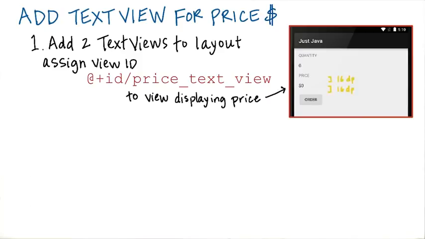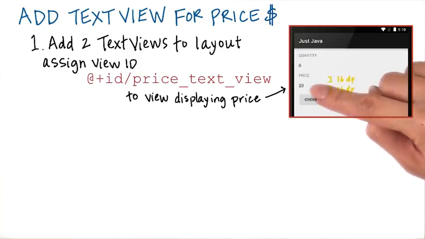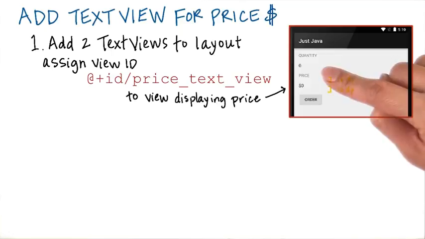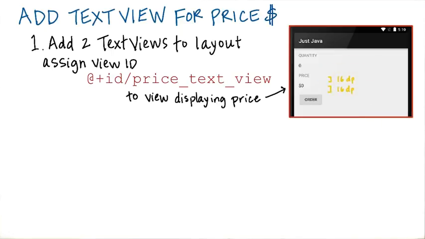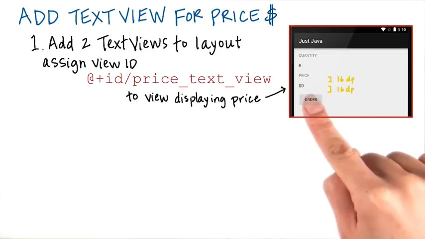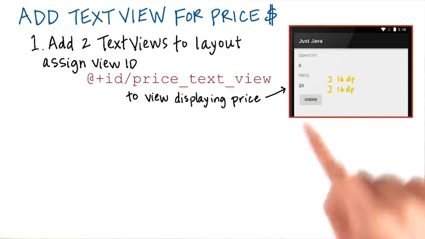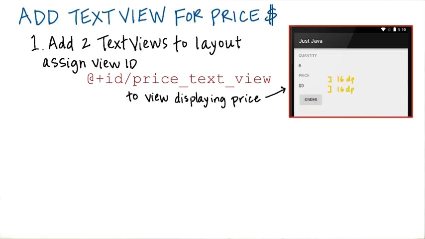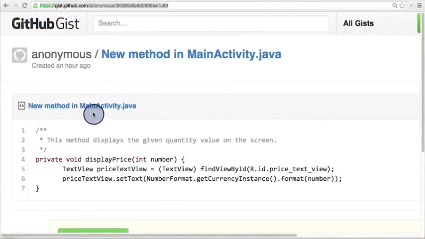And while you're at it, also make the style of these two text views similar to the quantity text views. In terms of vertical spacing, we also have 16 dp in between these views. In order for the price field to also update, we're going to need to make some changes to the main activity Java file. We'll give you a little more help with that. We're going to provide you with a new method that you can add in the main activity Java file.